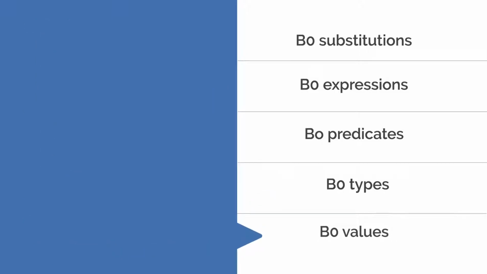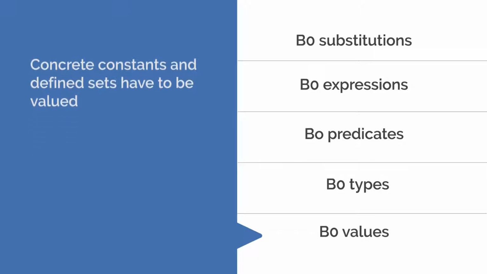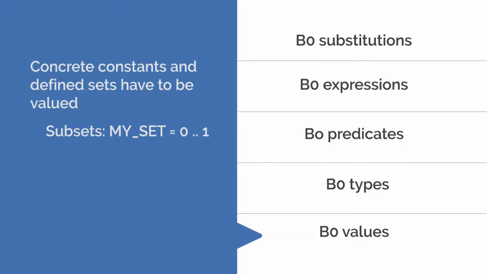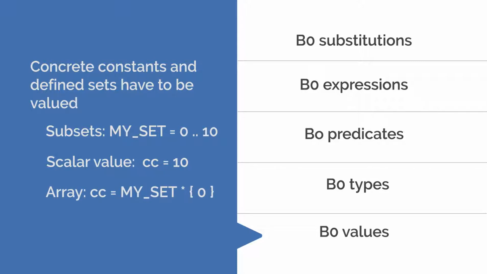Regarding B0 values, concrete constants and defined sets have to be valued. So subsets, like for example my set equals 0..10, must be valued, as in this example. For a scalar value, we use the equals to assign a value to that constant. So CC, for example, CC equals 10. And an array can also be initialized, for example, as in this example, where CC equals my set Cartesian product, the set containing 0.